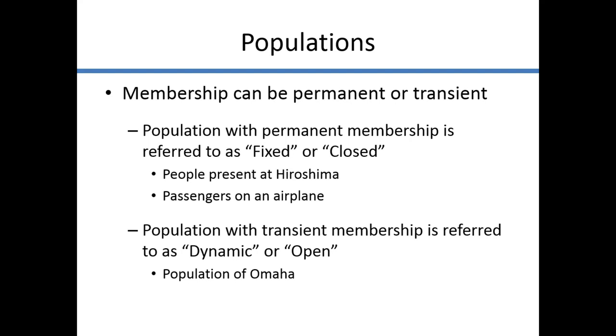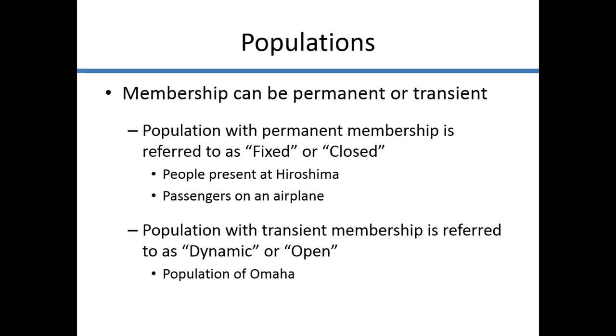Populations. Obviously, when we look at personal characteristics, we need to consider the larger population. Epidemiology is a population-based science. And a little to distinguish here, population with a permanent membership is referred to as a fixed or closed cohort. For example, the Nurses' Health Study. If you're in, you're in. And you're followed, and over time, the population gets smaller and smaller as nurses drop out or pass away. Populations with transient membership is referred to as a dynamic population.